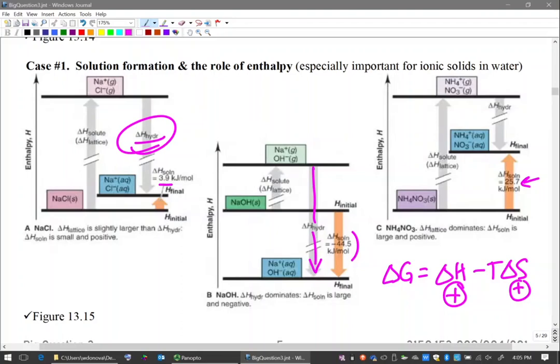Does that go with what we know about the process? The entropy of solid ammonium nitrate versus dissolved ammonium nitrate. Which has the higher entropy? The dissolved, right? The ions are free to move. They're aqueous. They're moving around. In the solid state, they're just kind of sitting there vibrating in a crystal. So yeah, delta S is positive for this process of dissolving.